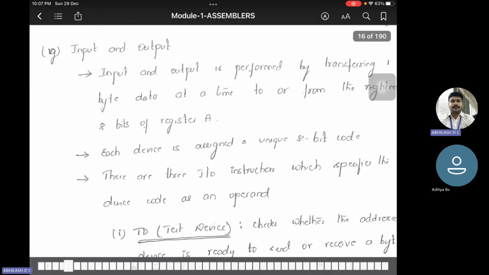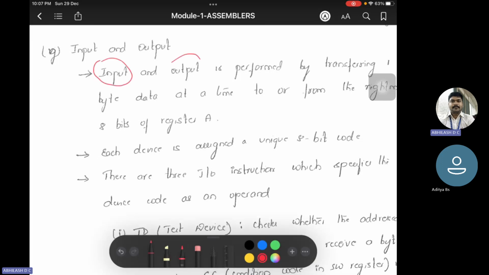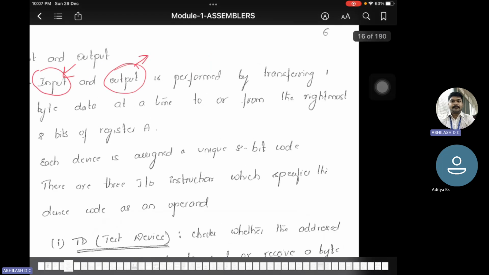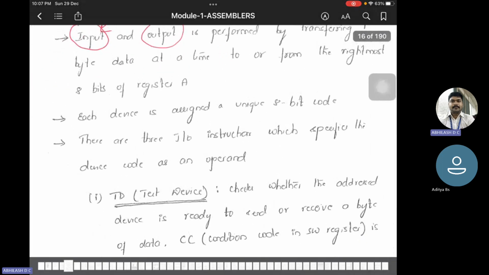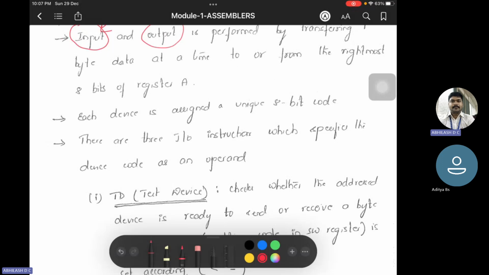Next is about the input and output. We should know that SIC also supports the hardware, meaning input and output. So moving of data from one place to another, right? Whether it is getting the input or sending the data. Getting the data is input, and displaying or pushing the data is called output. It is performed by transferring 1 byte of data at a time, right? 8 bits of information at a time, from the rightmost 8 bits of register A. So the accumulator register takes care of all the input and output.